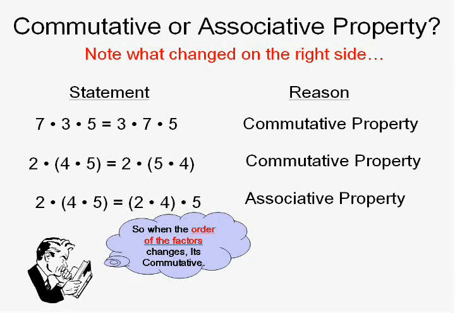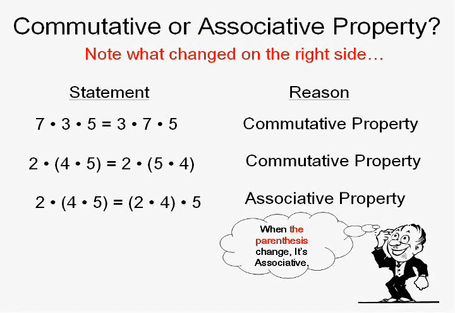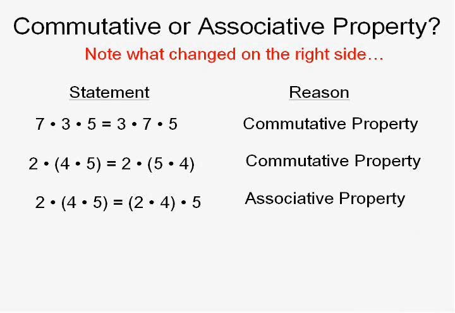So when the order of the factors changes, it's the commutative property. And when the parentheses change, it's the associative property. Got it?